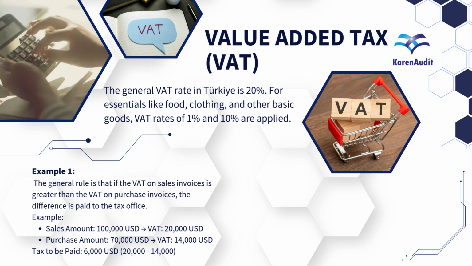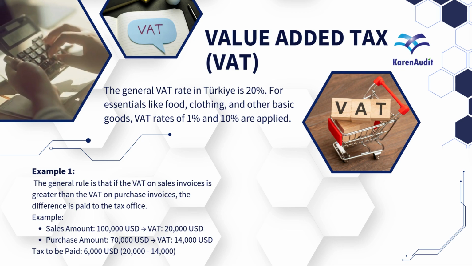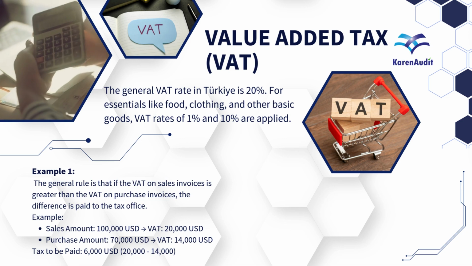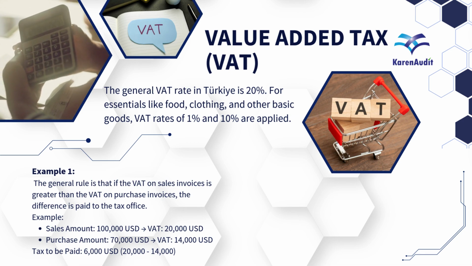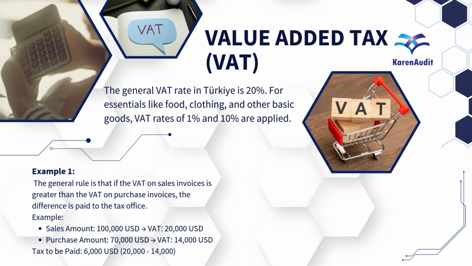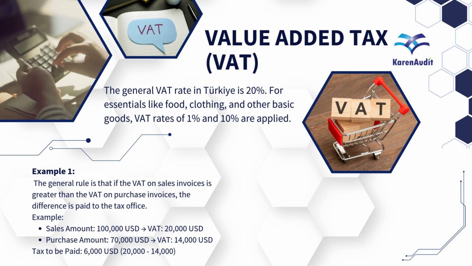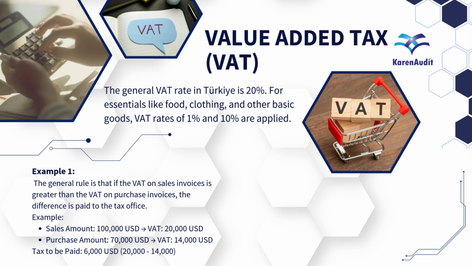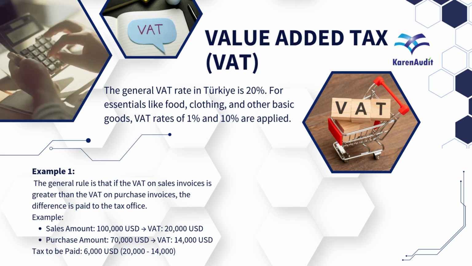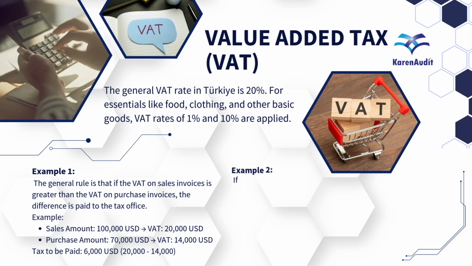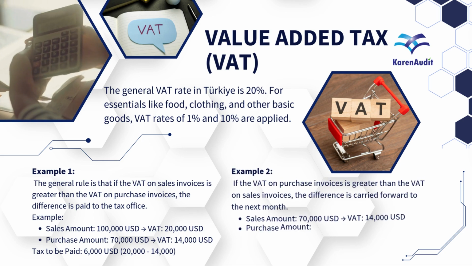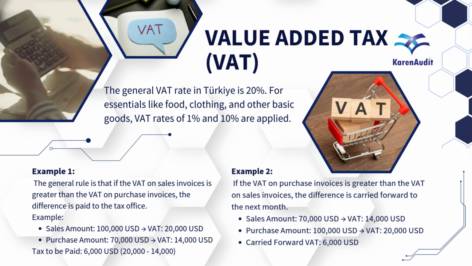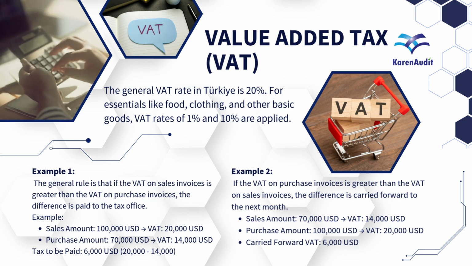For example, sales amount can be $100,000. So VAT is $20,000. So purchase amount $70,000. VAT will be $14,000. Tax to be paid will be $6,000. So $20,000 minus $14,000. So if the VAT on purchase invoices is greater than the VAT on sales invoices, the difference is carried forward to the next month.